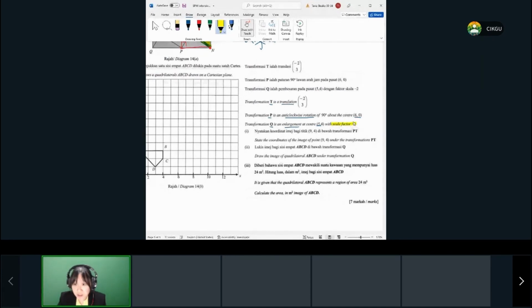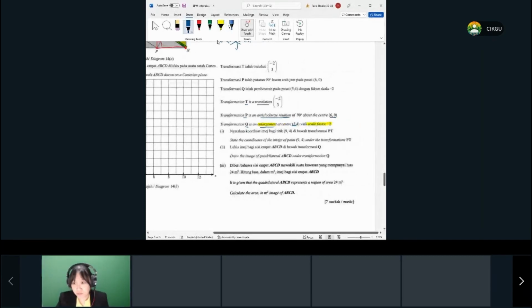The scale factor of this enlargement is 2, yes, but there is a negative. So what does this negative mean? You guys look properly later when I show. But the value 2 is still the scale factor. This 2 is still a scale factor.